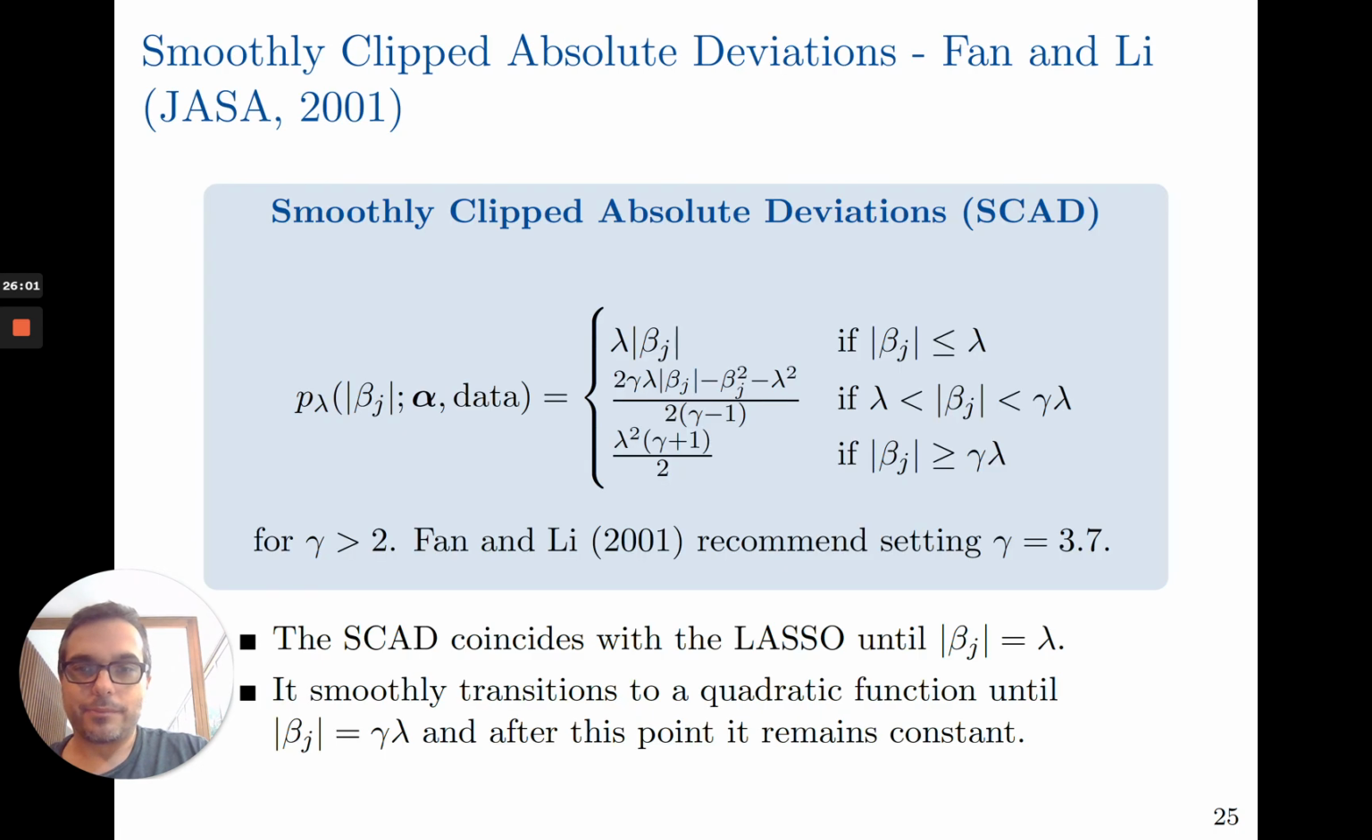Okay? The penalty, the smoothly clipped absolute deviation, will be lambda times beta j for beta j less than lambda, a more complex function for beta j between lambda and gamma lambda, and lambda squared times gamma plus 1 divided by 2 if beta j is larger than gamma lambda. This is for gamma higher than 2, and finally they propose selecting gamma equal to 3.7. So basically SCAD is the lasso until beta reaches a threshold lambda, and then it smoothly transitions to a quadratic function until beta j in absolute value is equal to gamma lambda, and after this point it remains constant.